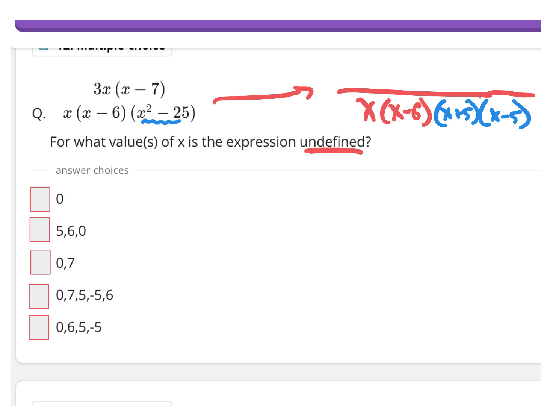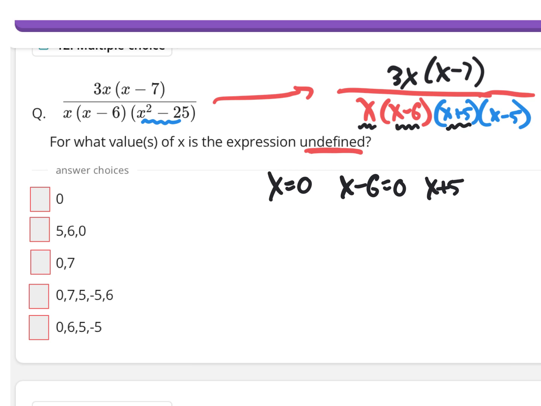Anyway, the numerator is still 3x, x minus 7, but who cares, because all it's asking for is for what values will this whole thing become undefined. And it's this simple. If your denominator is 0, and it's all multiplying, this times x minus 6 times that, if it all equals 0, then you could split them up and set them each equal to 0. So this first x could be 0. The x minus 6 could be 0. The x plus 5 could be 0. And the x minus 5 could also be 0. And if you solve these, you'll have your answers that will make this expression undefined.